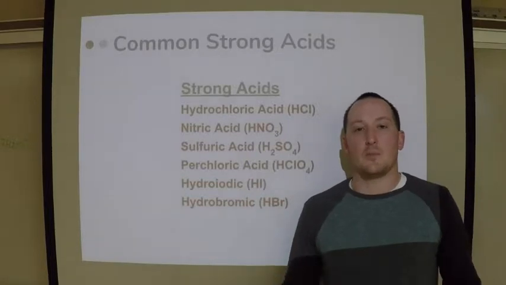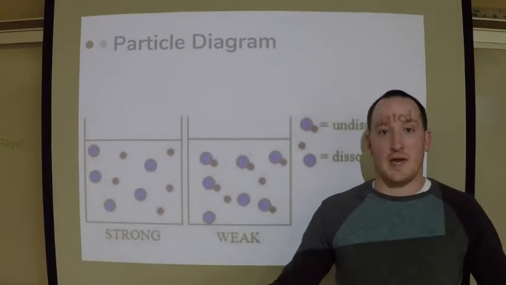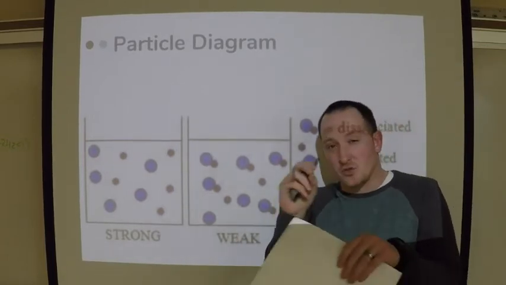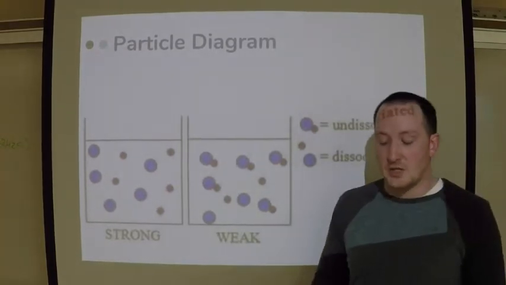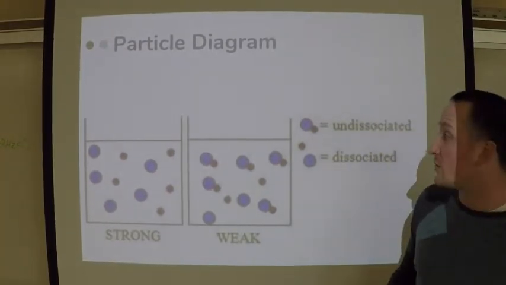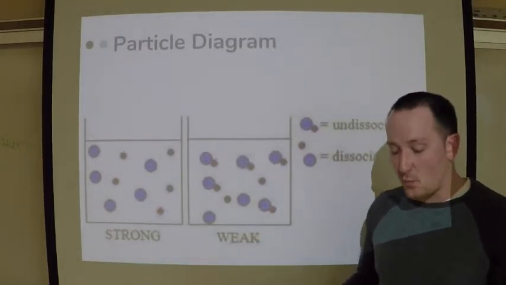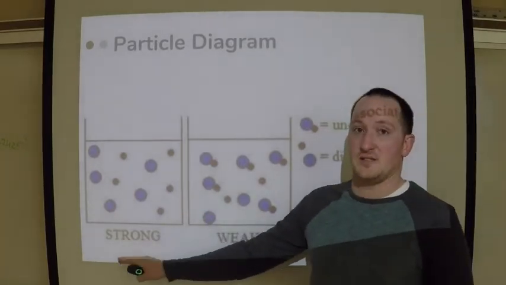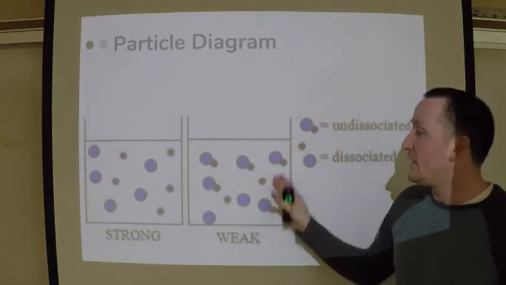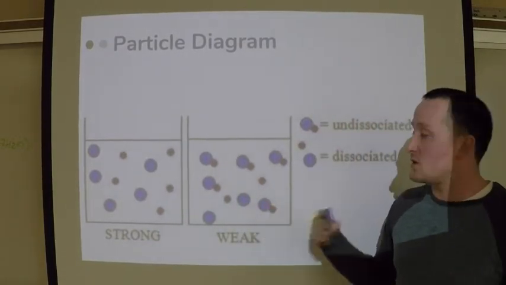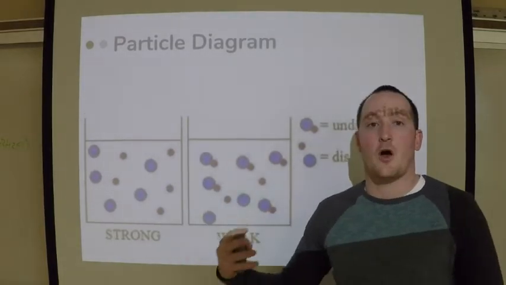So how do we represent this? How does it look between a strong and a weak acid in solution? If I was to draw something called a particle diagram, on the back of your notes page, I want you to draw this. And as you're drawing, please listen to what I'm saying because it's important. Strong acids completely dissociate in solution. Weak acids only partially dissociate. So let's pretend for a second that each one of these red dots represents our hydrogens.